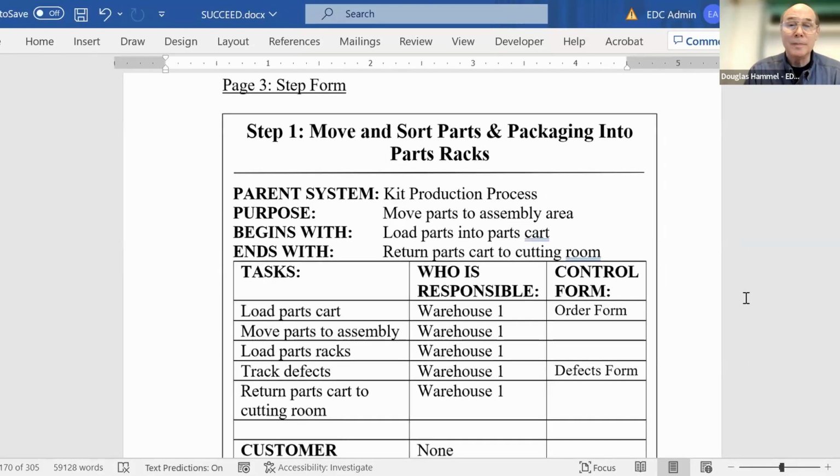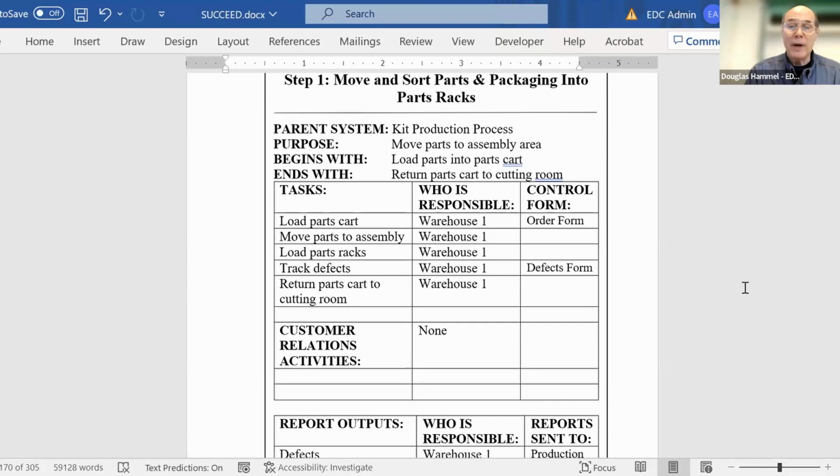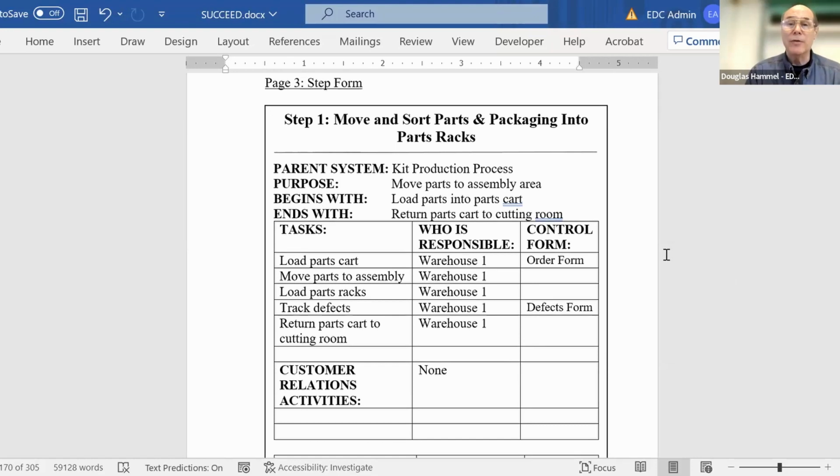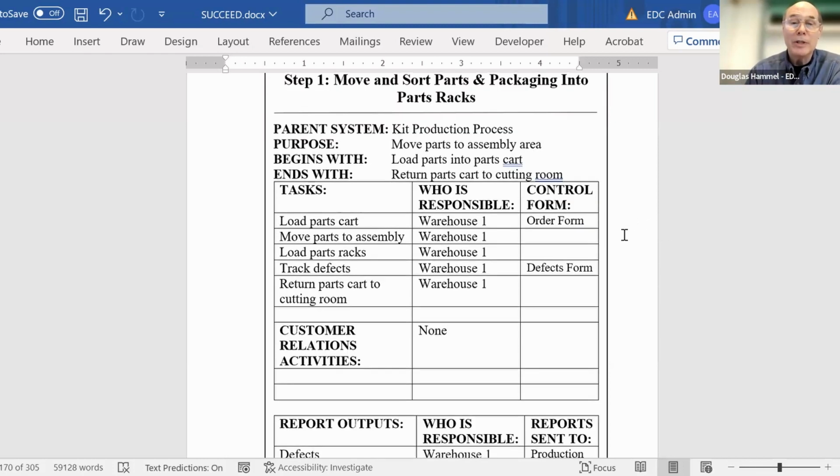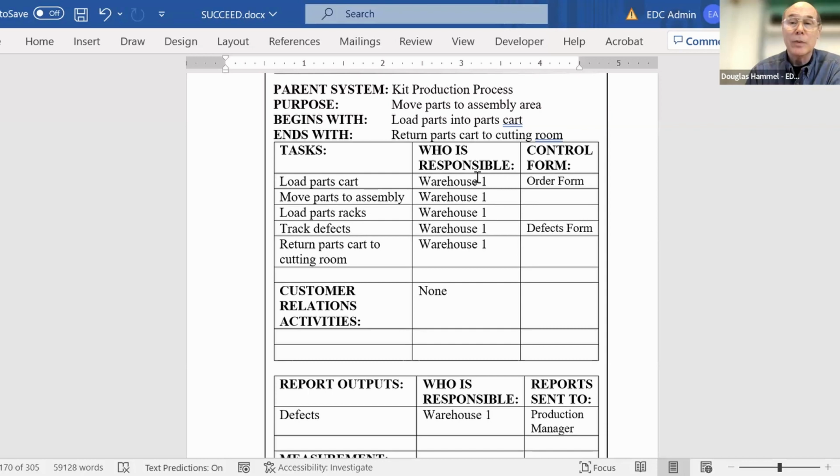and I'm going to have to make this a little smaller. Now, this is for manufacturing, and in a really small business, your form might not be this big. It might be just a couple of lines. But here's step 1. It says move, sort parts and packaging into the racks. And the parent system is kit production process. The purpose is move parts, right? It begins with a task, load parts into parts cart. There was a dedicated parts cart made, also constructed, and return parts cart to cutting room. And who's responsible for each of those tasks on the left? It's a warehouse person. And what are the control forms? An order form starts the process, and a defects form tells if there's anything wrong with it.